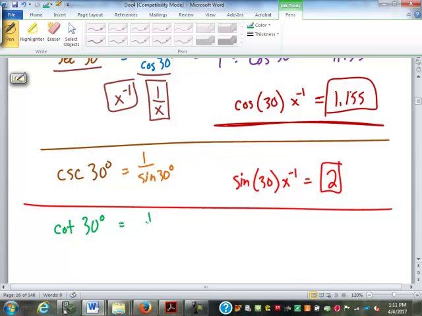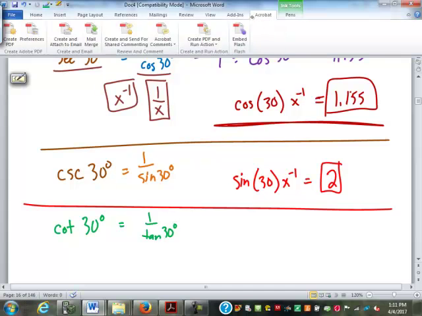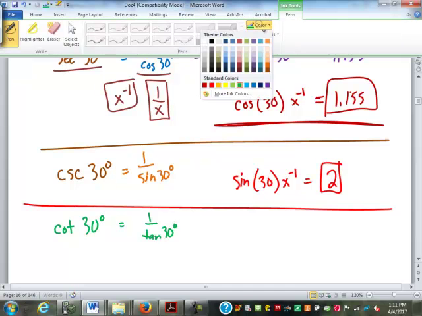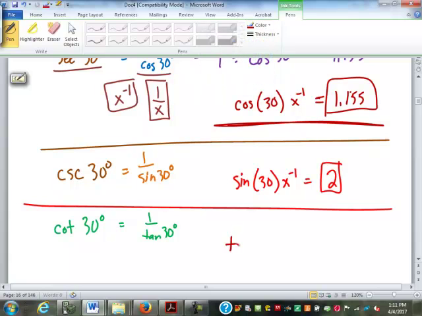And then the cotangent of 30, remember that is the reciprocal of the tangent. So what we're going to do there is tangent 30, and then close the parentheses, and then that x negative 1 key. Perfect, 1.732.